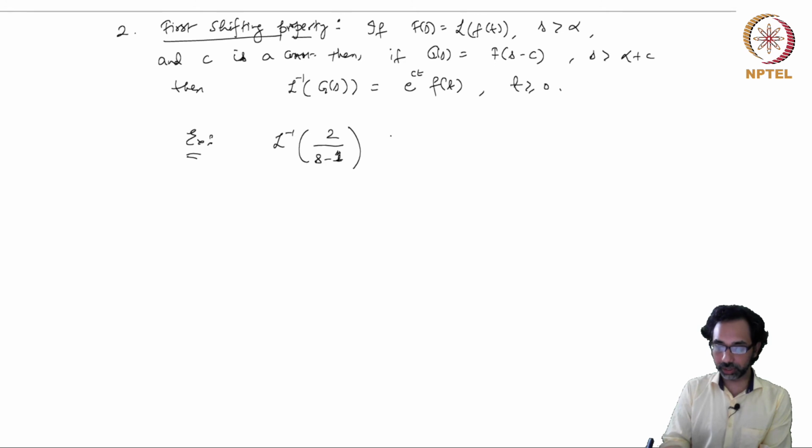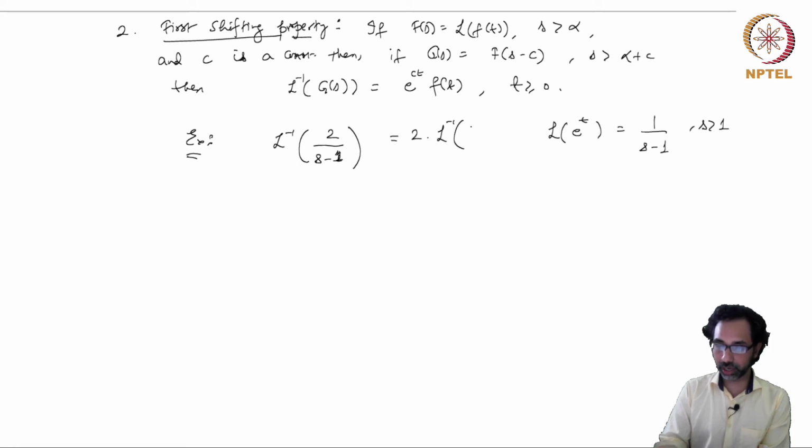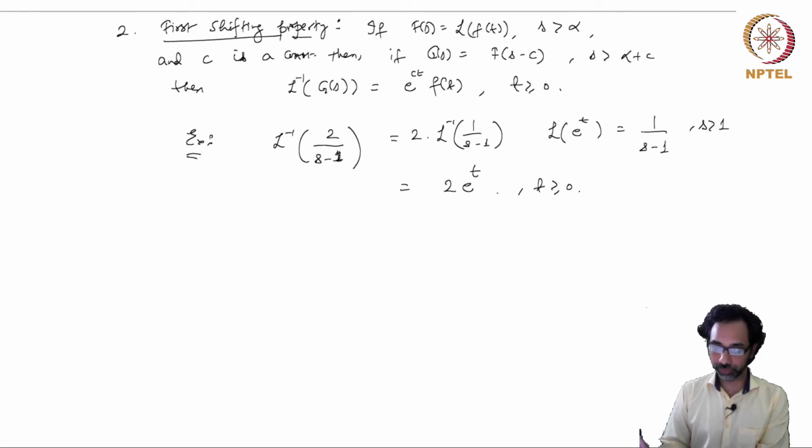So let's try to compute this. We know that the Laplace transform of e to the power t is equal to 1 over s minus 1. This is valid for s greater than 1. So the inverse Laplace transform of 2 over s minus 1 is, by the linearity property, 2 times the inverse Laplace transform of 1 over s minus 1, which is nothing but 2 times e to the power t. This is defined for t greater than or equal to 0.